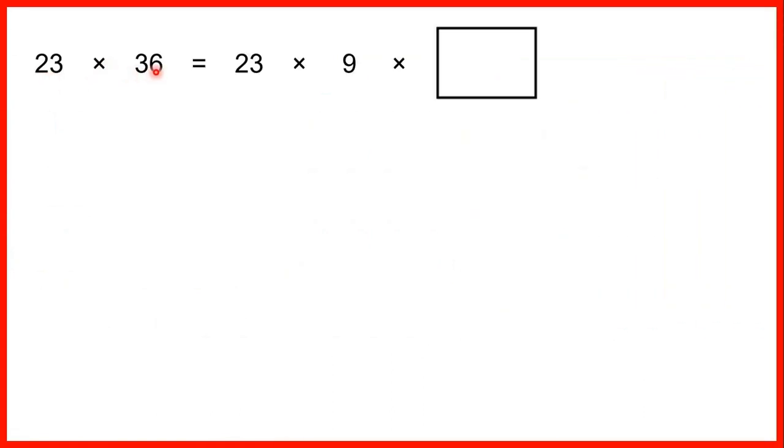23 times 36 equals 23 times 9 times something. So here we need to recognise that we can use factor pairs to multiply. So 36 is the same as 9 times 4. So rather than multiplying 23 by 36, if we multiply 23 by 9 and then take our answer and multiply that by 4, we'll get the same answer as 23 times 36. So our missing number is 4.